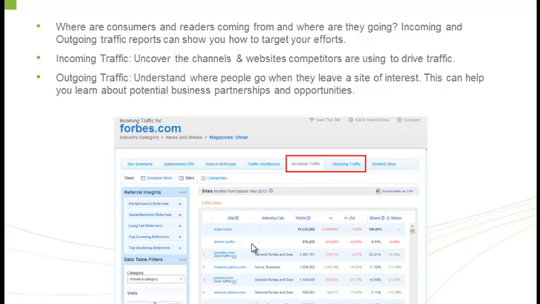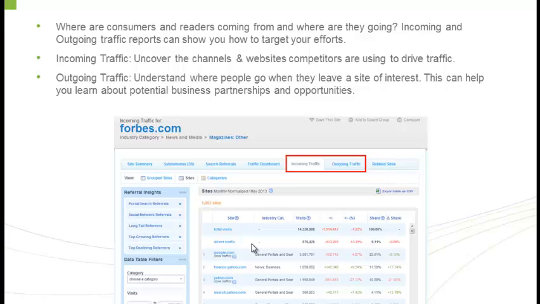Other reports to definitely pay attention to would be incoming and outgoing traffic reports. This is where you'll be able to see where traffic is coming from to a specific site, and where consumers, readers, any audience member is going one click after they visit a specific site. Essentially, incoming traffic will help you uncover the channels and websites your competitors are using to drive traffic, while outgoing traffic will help you understand where people go when they leave a site of interest.